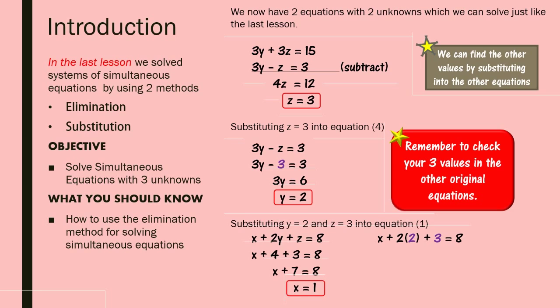This process is quite long, as you can see. It's taken me a number of slides to go through, but if you keep your work organised, and that's one of the reasons that I number my equations as I'm going along, you'll find that with practice, this will become second nature because it just builds on what you did from the last lesson, which most people found quite straightforward. And that's how to solve simultaneous equations with three unknowns.